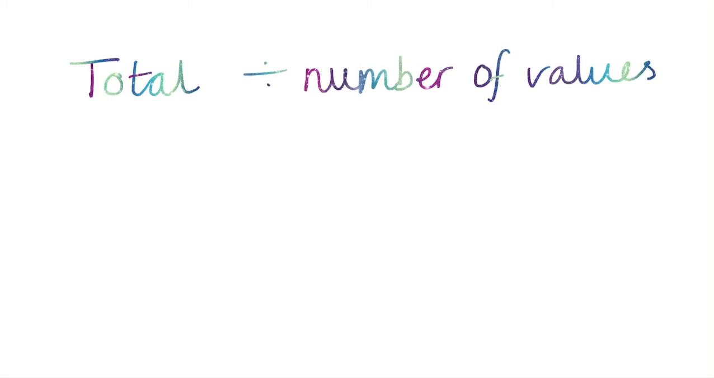So the formula for finding the mean is to find the total, that's adding all the numbers together that you're given, and then dividing that by the number of values. And I'll show you some examples.